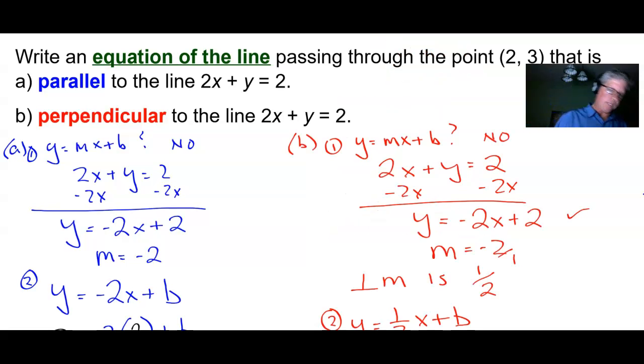I don't know if that's enough, so I did another example. This time the equation wasn't quite in y equals mx plus b form, so I walked through the example talking about please put that in y equals mx plus b form. You do that in both methods, whether you're doing parallel or perpendicular.